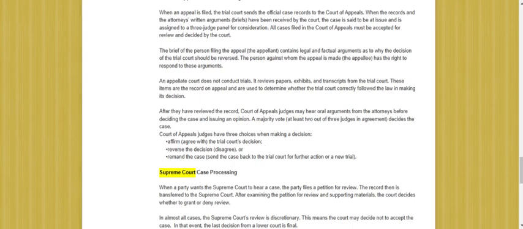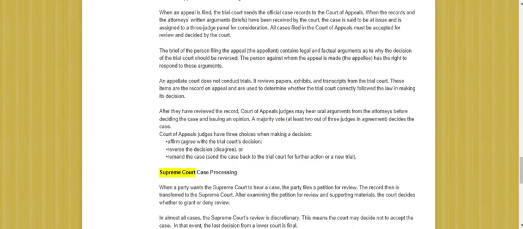In other words, they can say, we don't think that the trial court made any mistakes. Everything they did was right and exact. You didn't really present enough evidence to give a strong reason why we should reverse the decision. Or they could reverse the decision and disagree. Or they could remand the case, send the case back to the trial court for further action or a new trial. Oh, pardon me, so I was wrong before.